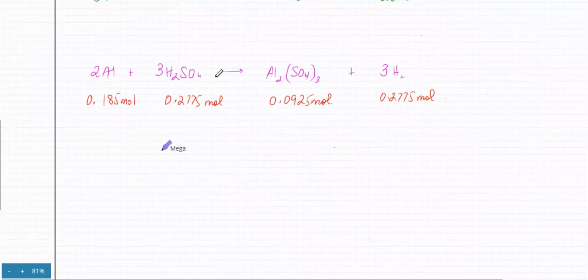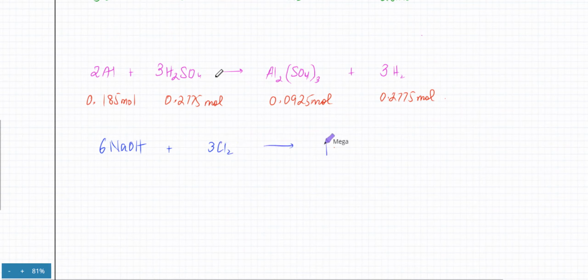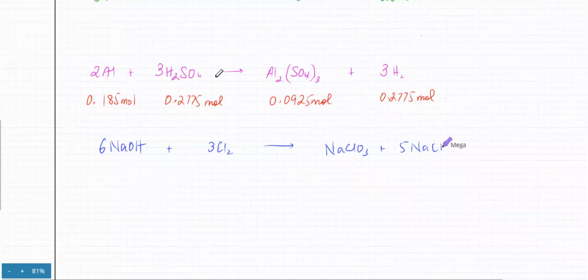I'm going to give you another question. Let's say it's 6 NaOH reacting with 3Cl2 molecules, and they end up producing NaClO3, one of them, and 5 NaCl and 3 water molecules. So that's the reaction that's happening.